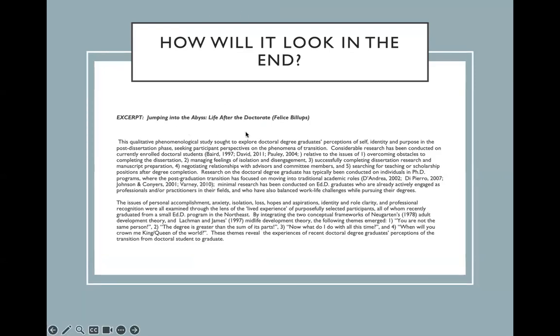So here is an excerpt of the interview. Let's read it for you to consider. This qualitative phenomenological study sought to explore doctoral degree graduates' perception of self, identity, and purpose in the post-dissertation phase, seeking participant perspectives on the phenomena of transition. Considerable research has been conducted on currently enrolled doctoral students relative to the issues of 1. Overcoming obstacles to completing the dissertation, 2. Managing feelings of isolation and disengagement, 3. Successfully completing dissertation research and manuscript preparation, 4. Negotiating relationship with advisors and committee members, and 5. Searching for teaching or scholarship positions after degree completion.